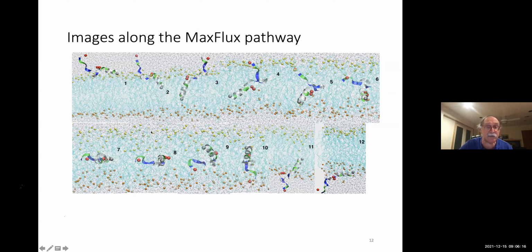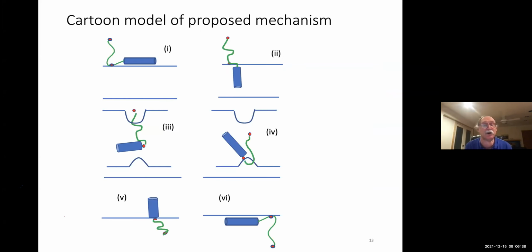At the same time, it distorts the membrane significantly. The yellow balls that you see here are phospholipids that are attracted inside, but eventually it reverses its direction from going down. Now it's going up, and the other part of the chain is getting out. This is a cartoon model of the same thing, just to show it perhaps more clearly.